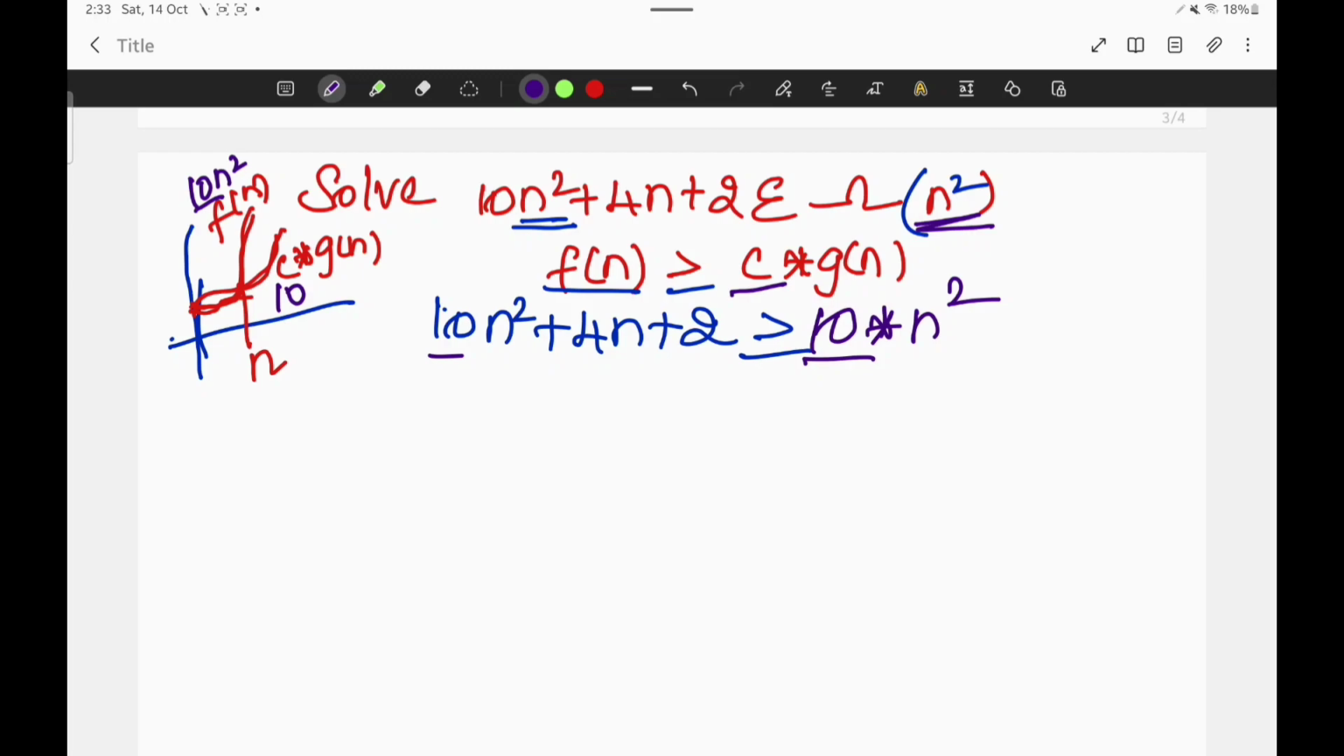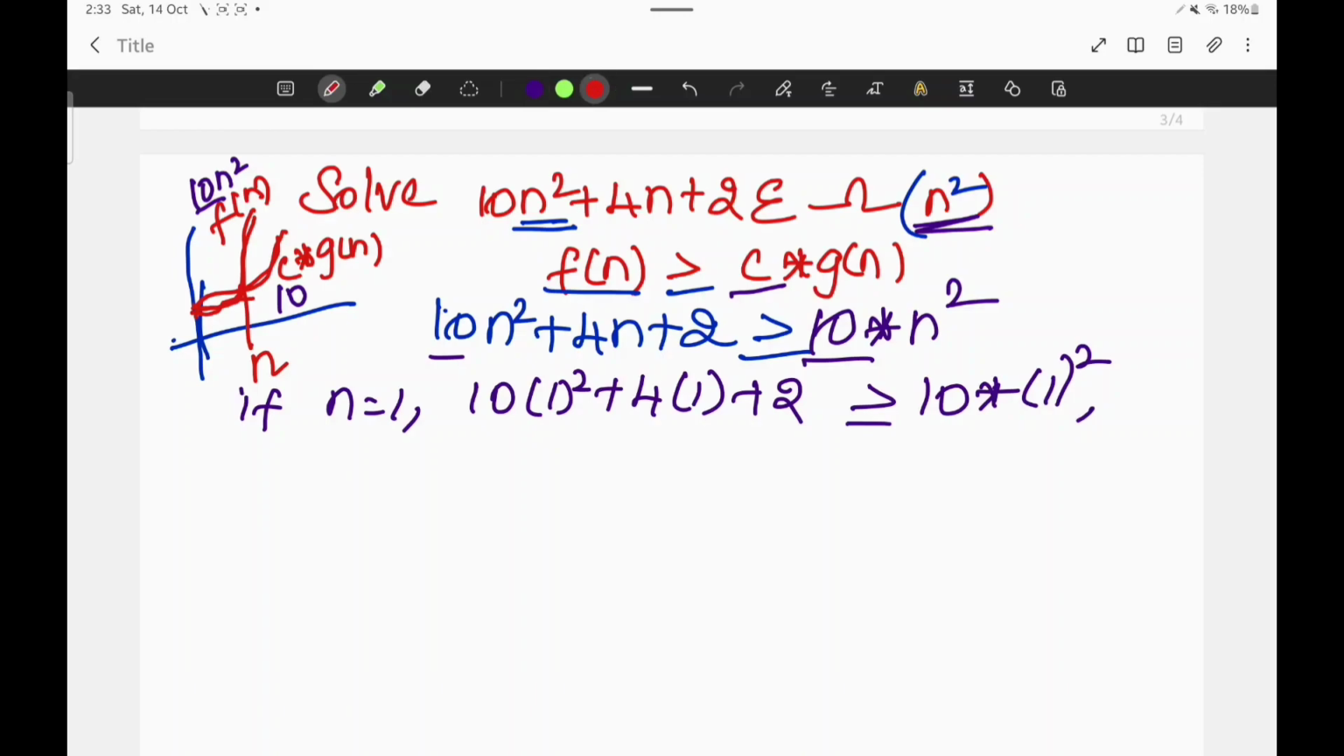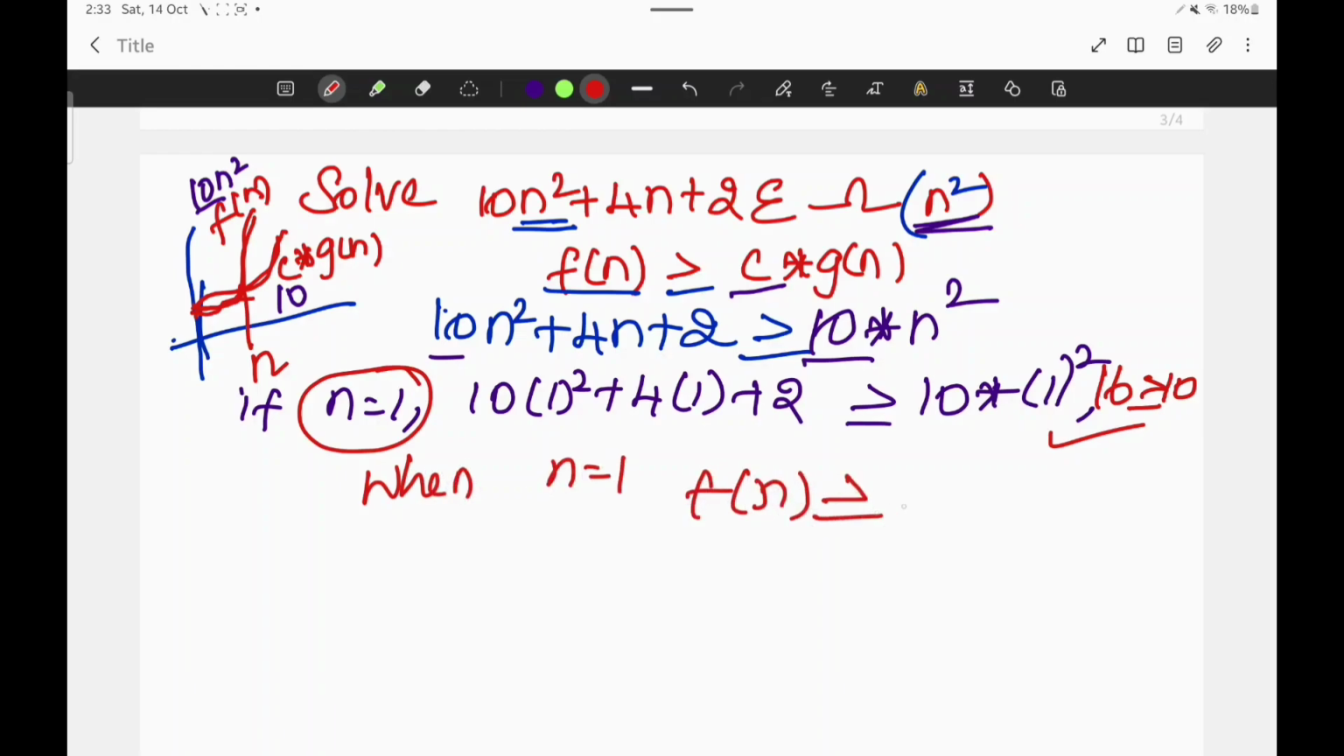Now we need to find at what point this f of n is greater than c star g of n. So we shall start applying n values. If n is 1: 10 into 1 squared plus 4 into 1 plus 2 greater than or equal to 10 into 1 squared. What is the value we get for this equation? 10 plus 4 plus 2 is 16. So 16 greater than or equal to 10. Yes, that is true. So when n is equal to 1, f of n is greater than or equal to c star g of n. The given condition is true at this point.